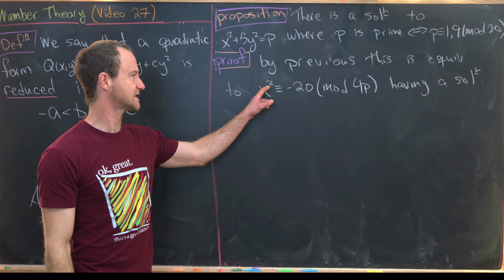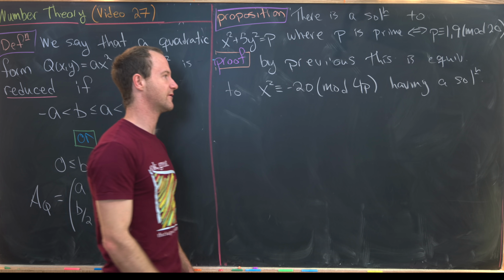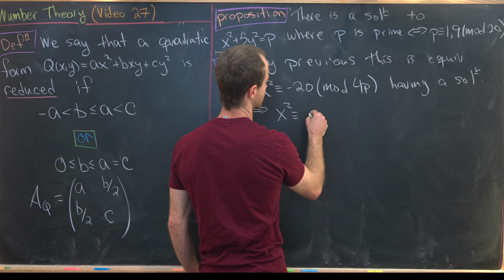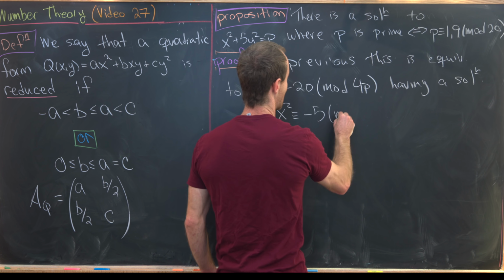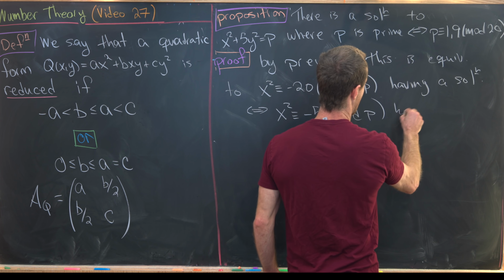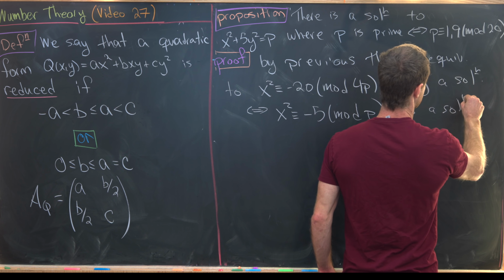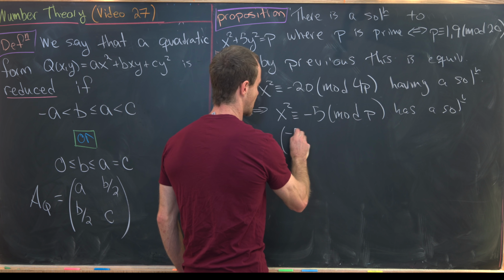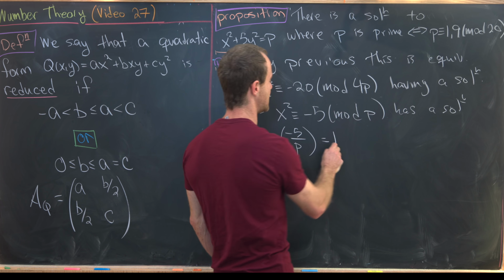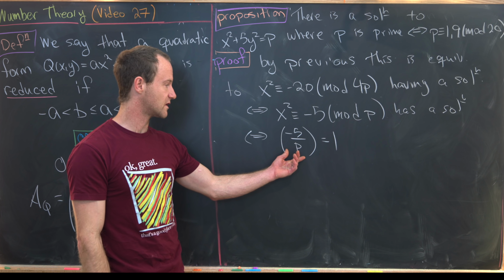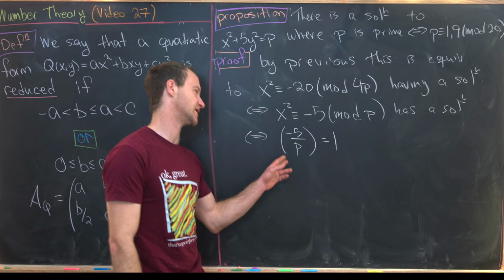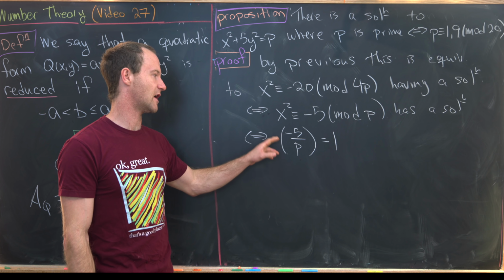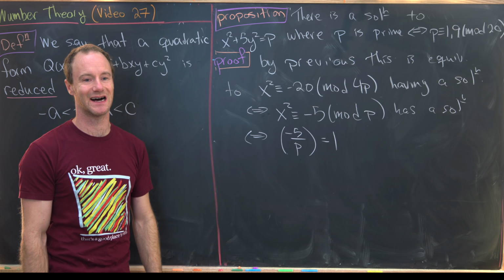But now notice x squared congruent to negative 20 mod 4p has a solution if and only if x squared congruent to negative 5 mod p has a solution. But now notice that's if and only if the Legendre symbol (negative 5 over p) equals 1. Remember, the Legendre symbol is like a yes or no question. If the output is 1, then this type of thing has a solution. If the output is negative 1, then this type of thing does not have a solution.